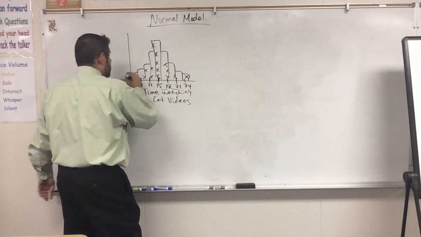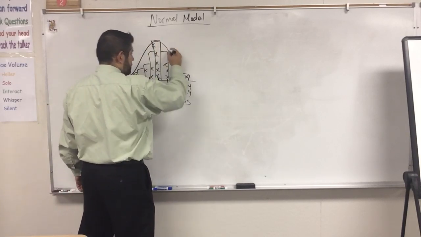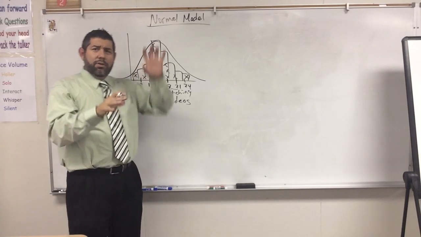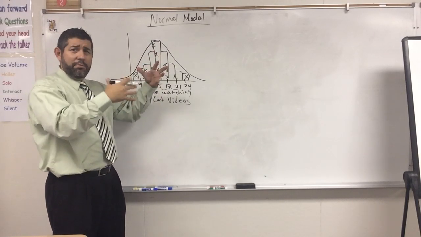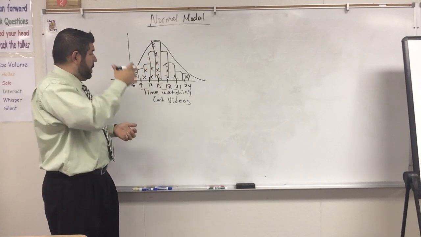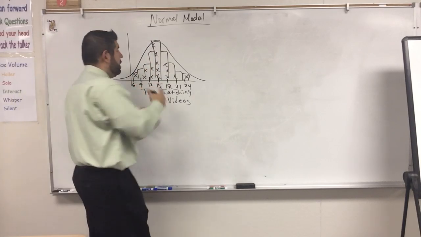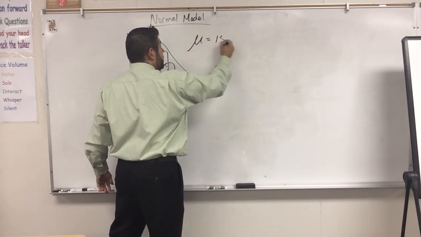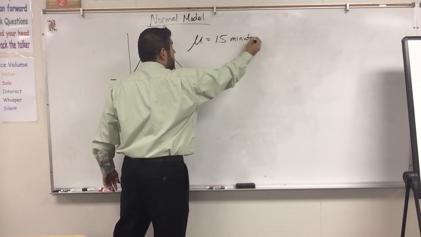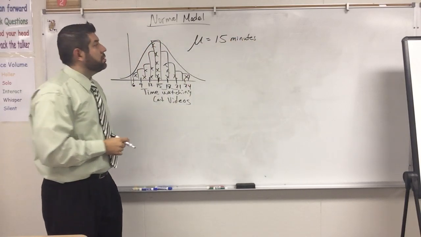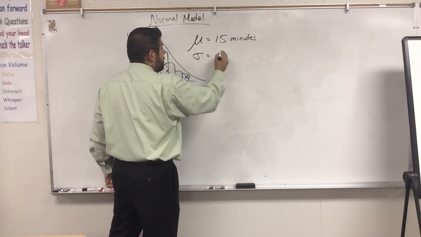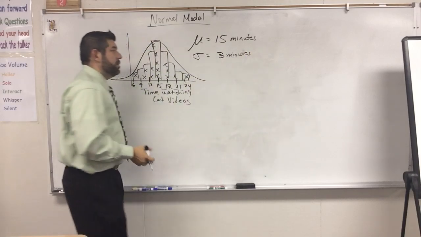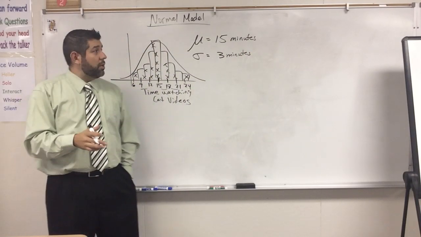So if I drew a curve, kind of like this, this curve is going to be symmetric. It's going to model the population data pretty closely. So what I would do is say what my mean is. If this was the population, everybody watching the cat videos, my mean is going to be 15 minutes, and my standard deviation is going to be 3 minutes.